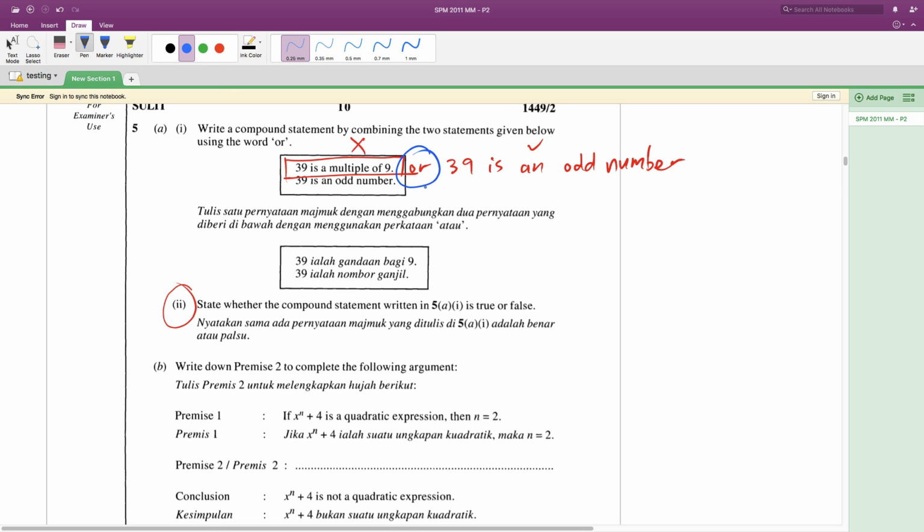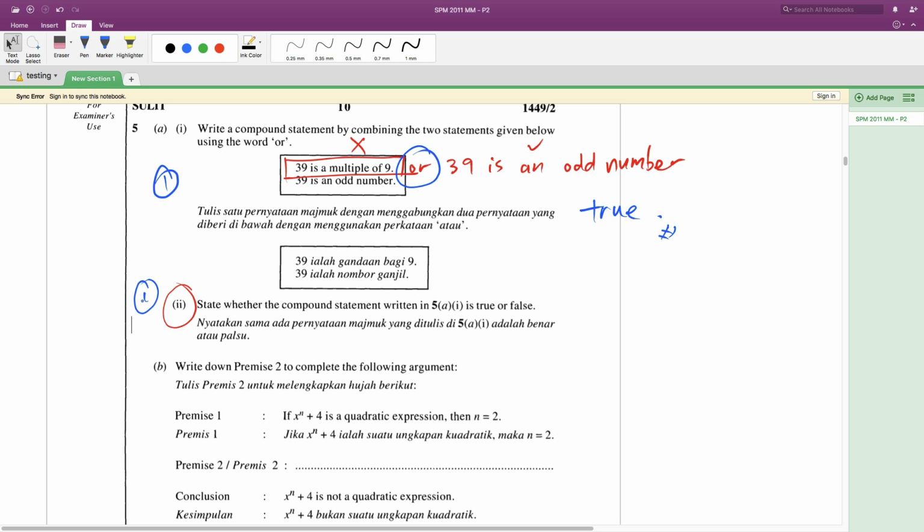The word in the middle is "or" or "and". If it is "or", that means this statement is correct, so it's true. Whenever it is "or", either one being correct is enough to consider it correct. But if this is "and", both must be correct, then only is it considered correct. So the answer is true. I think 1 mark for here, 1 mark for here only.